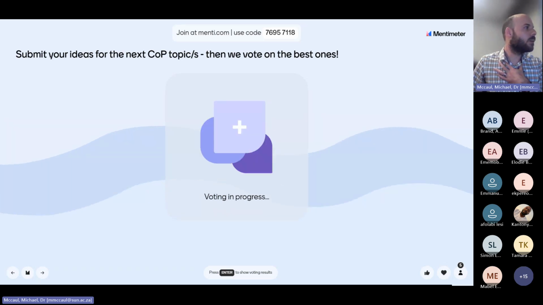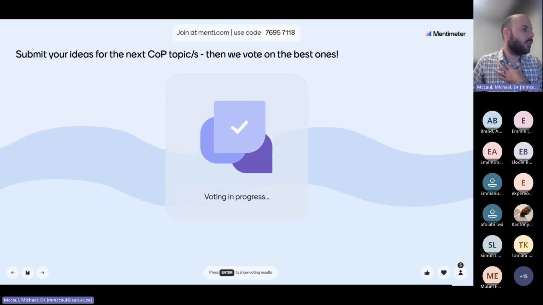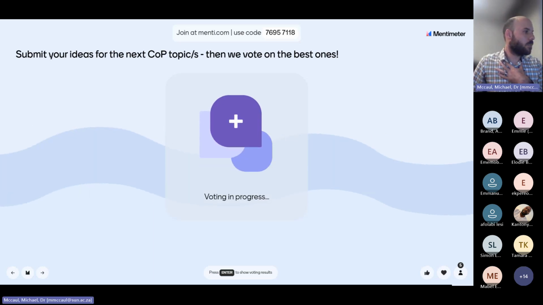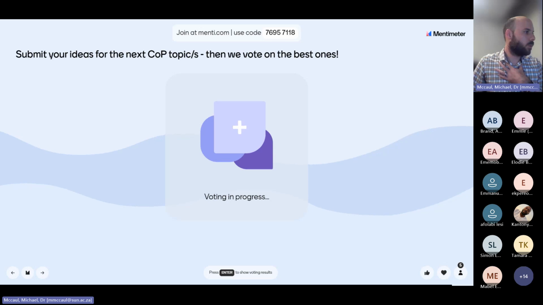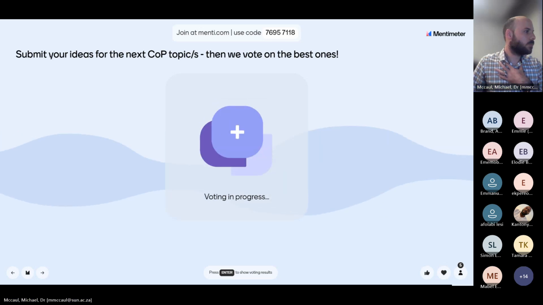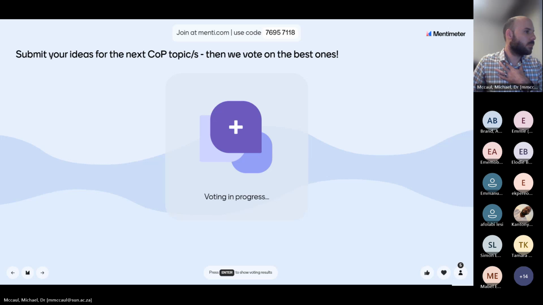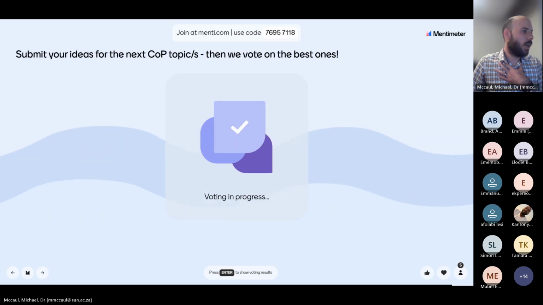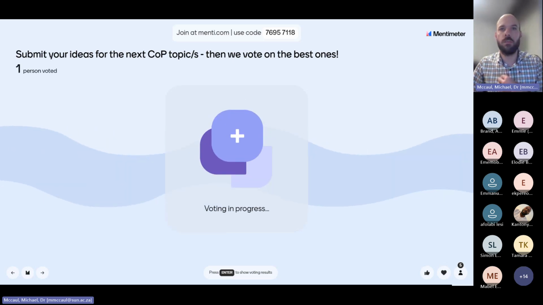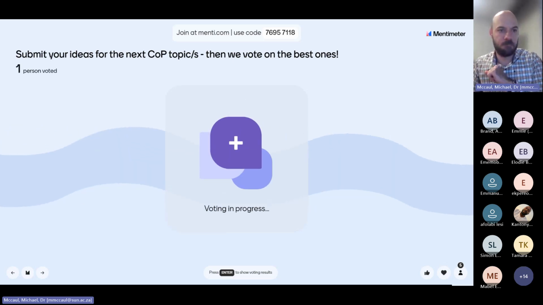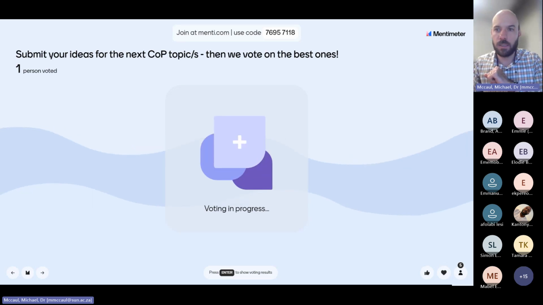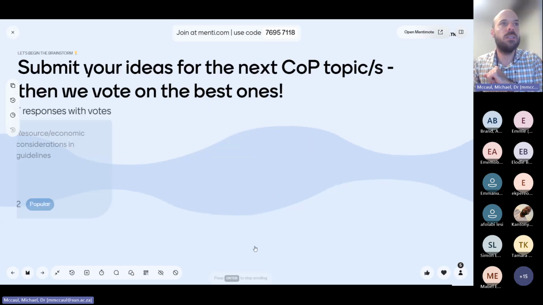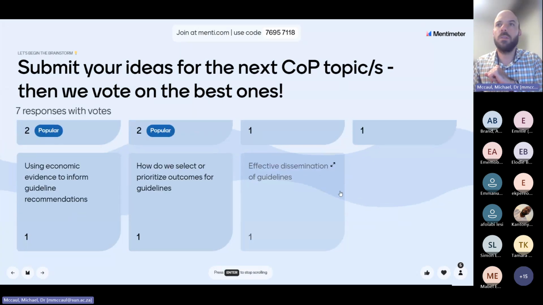So you can have a look at the app, try and vote and see which one. I think you can choose 3 votes. So your top 3. So we also have dissemination of guidelines, keeping stakeholders on board. And then you can select your 3 votes and then you submit. You can press submit. So hopefully everyone can see that. I'm going to start showing results. I think 3 people have voted. Okay, here we go.